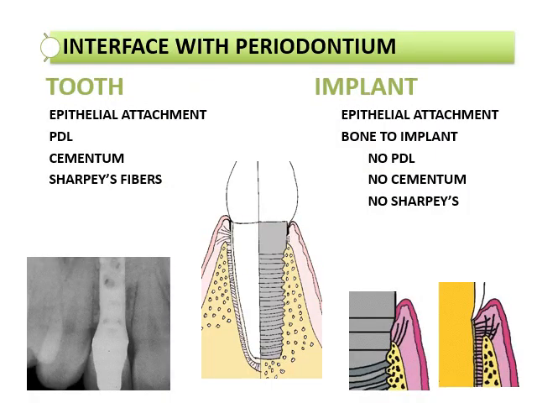So just be able to identify the differences between a tooth and an implant, and that there's no PDL, no cementum, and no Sharpey's fibers when we're talking about an implant, and the differences between a natural tooth and an implant.